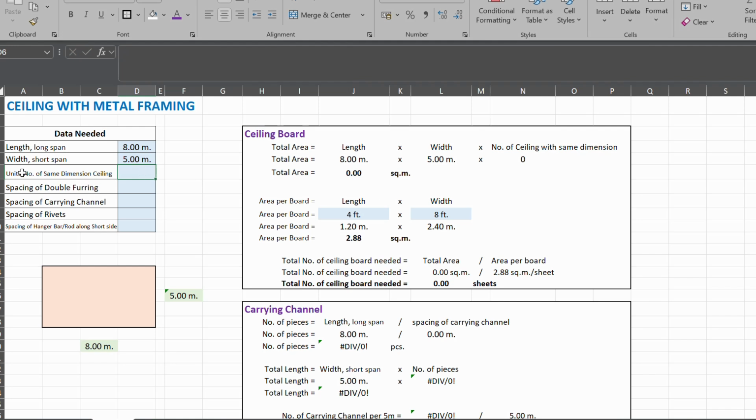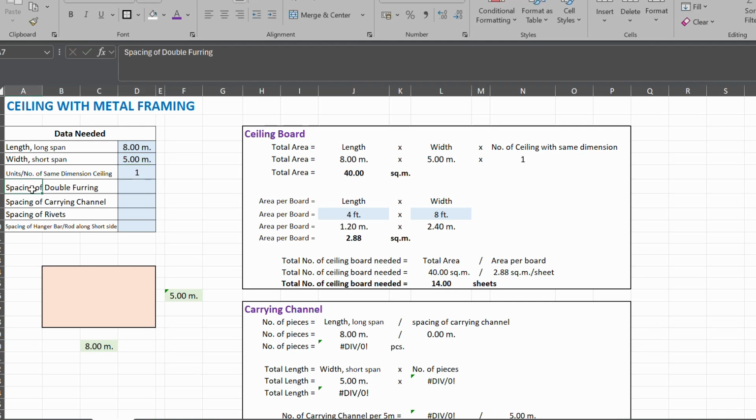So here we need units for number of same dimension ceiling. So example, your ceiling plan has a lot of rooms. So it has a lot of ceiling, okay. And we have another ceiling, for example, for another room, with the same dimension, 5 by 8, 8 by 5. So if it's the same, that's 2. You count the units, or ilang ceiling na magkapareho yung dimension na ganito. So for this example, it's just 1.